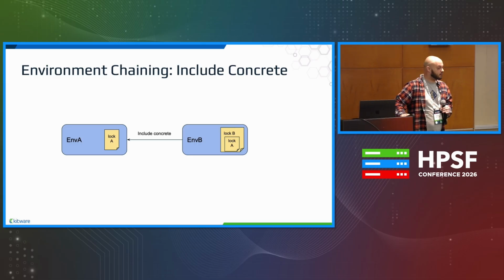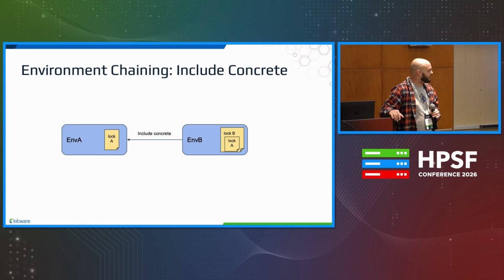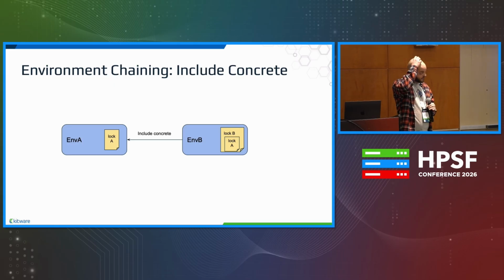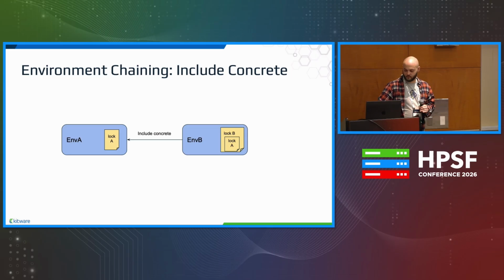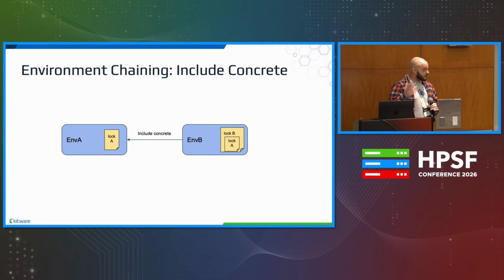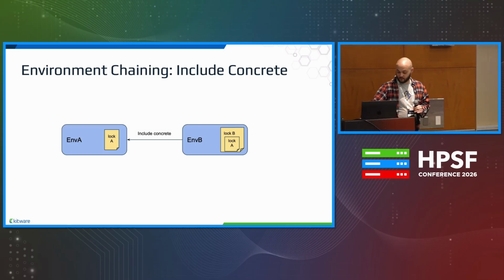You can do include concrete, or include environment, I think is what it's called now, where we take the lock file from env A, and we just shove it into env B, and we say now env A lock is inside of env B lock, and we get those things. This is not always desirable, though. You don't necessarily always want all of A in your environment.